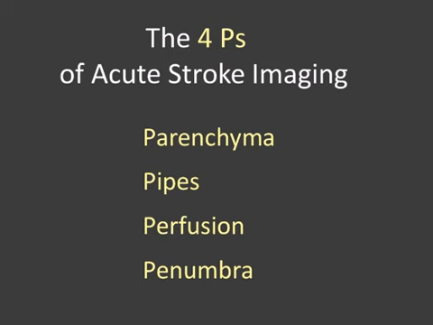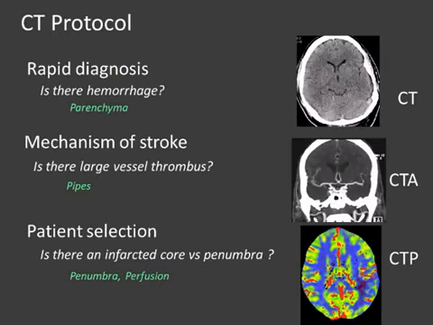We have the 4 P's of acute stroke imaging. Very simple. It means parenchyma, pipes, perfusion, and penumbra. Parenchyma means brain parenchyma. You look at what is dead and what is not dead. Pipes means vessels. Then you look at perfusion, how is the collateral flow, and then you're trying to see if we have penumbra. Whatever protocol you use, either CT or MRI, whatever you have in your institution, if you go over these 4 P's and 3 basic questions, you will be able to answer the question.